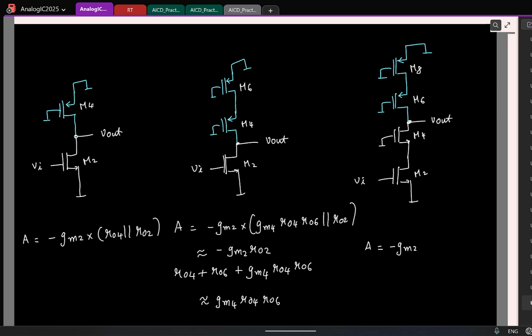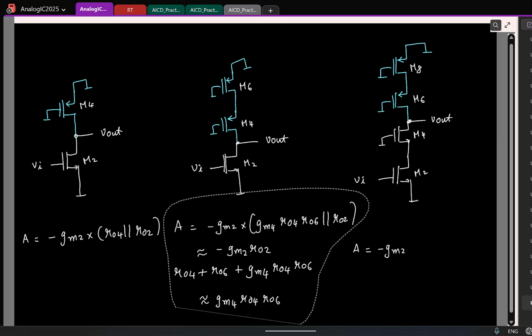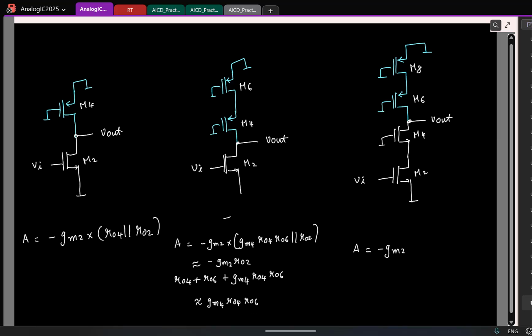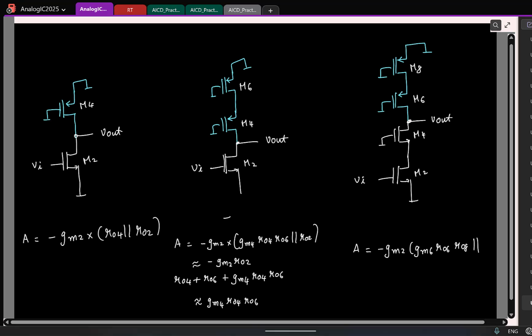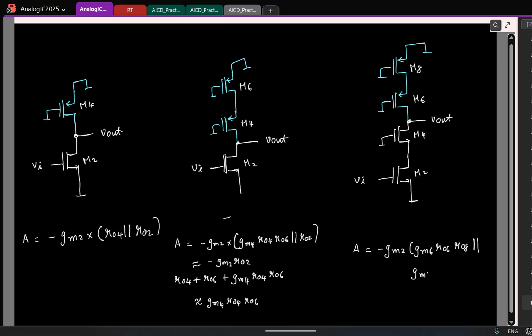So what is my output resistance now? Looking up, what is the output resistance? Yeah, same, but can you tell for the sake of completeness? GM6 R06 times R08 in parallel with, looking down, it is the gain of this transistor times the resistance at the bottom, which is GM4 R04 times.